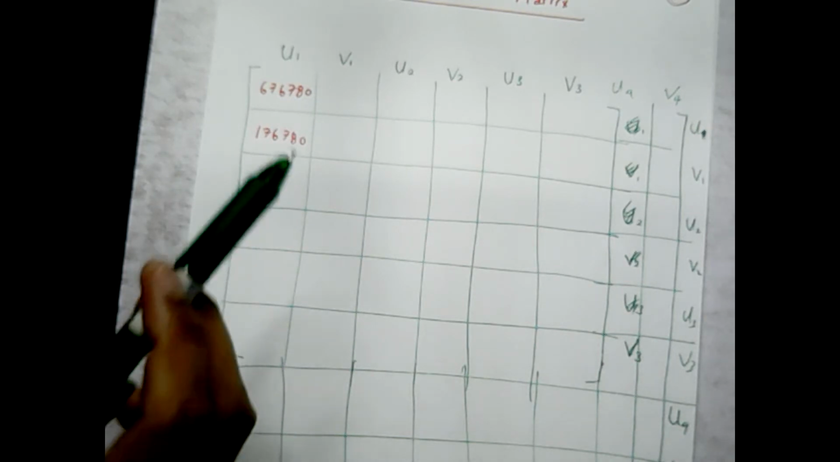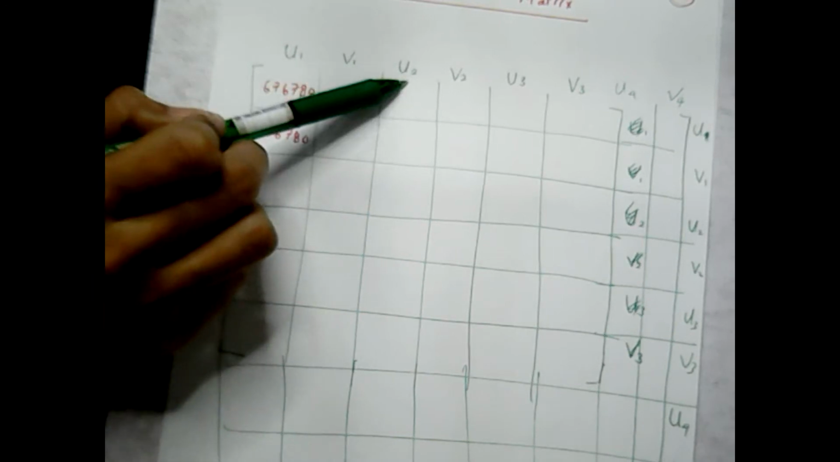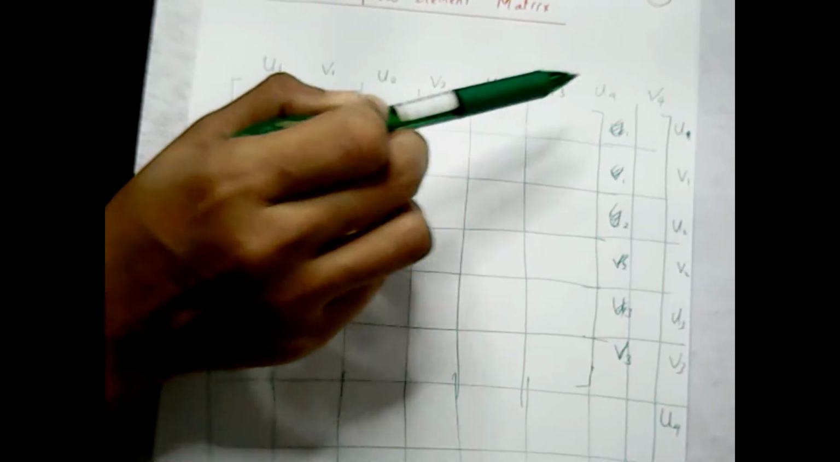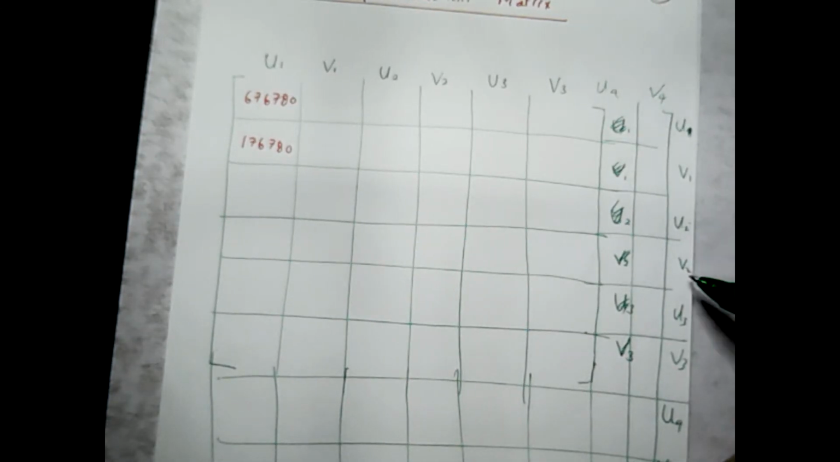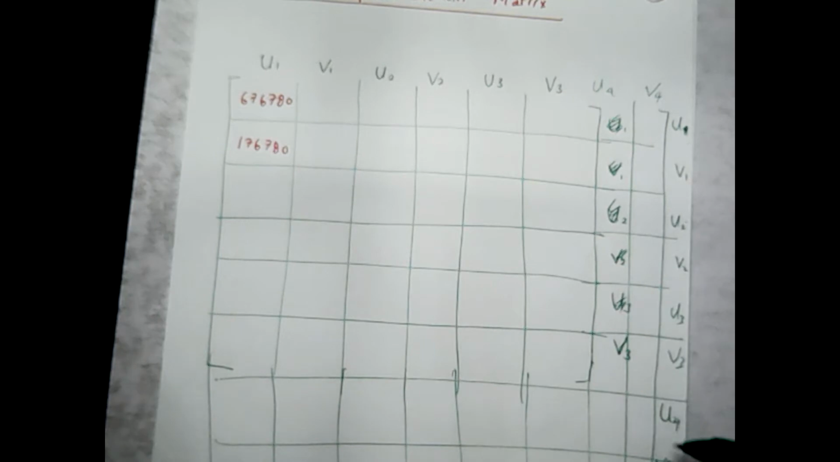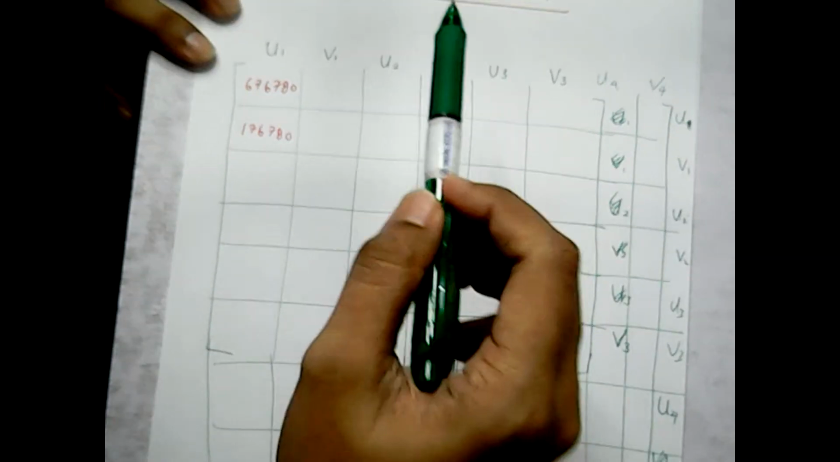Since you have 4 nodes, at each node you have 2 degrees of freedom. Therefore your global matrix will be 2 times 4, which means 8 times 8. Here you have u1 v1 u2 v2 u3 v3 u4 v4, and here you have u1 v1 u2 v2 u3 v3 u4 and v4. So it is an 8 times 8 matrix.